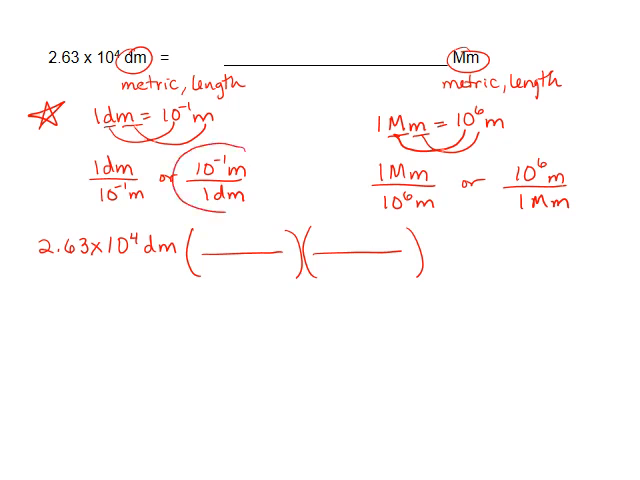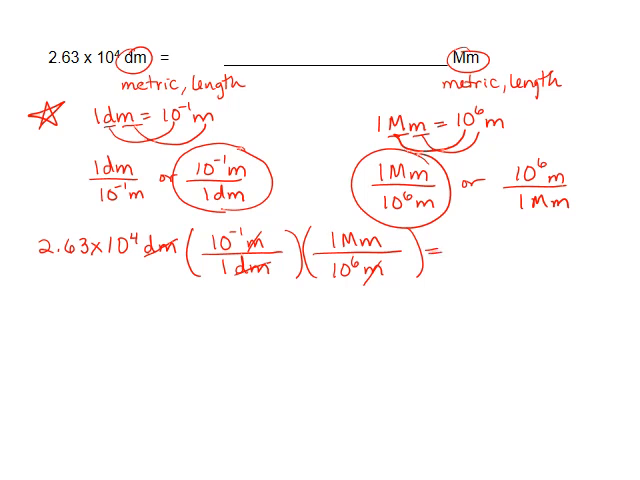Again, we choose the conversion factor that cancels the units we have and gives us the units that we want. In the first case, we'll take decimeters on the bottom, 10 to the minus 1 meters on the top. Decimeters divided by decimeters cancels. Next, we'll choose 1 megameter over 10 to the 6 meters, so that we have meters divided by meters that will cancel. This gives a final answer in megameters, which are the units that we want.